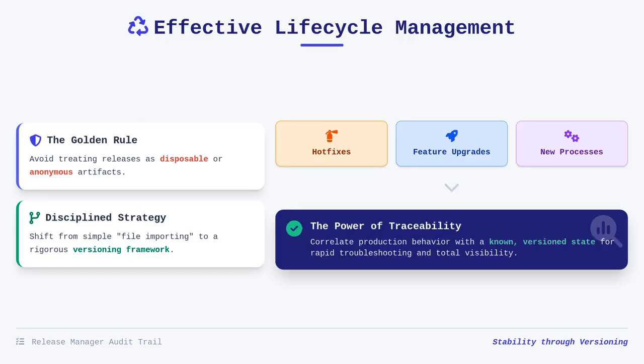This traceability is essential when troubleshooting, as it allows you to correlate current production behavior with a known, versioned state of your business objects.